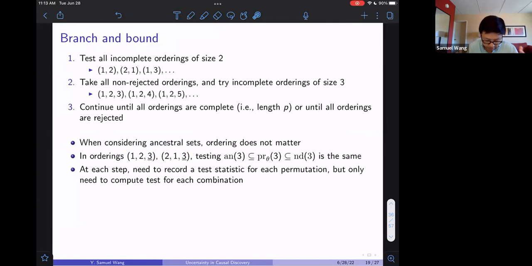So the punchline here is, at each step, I need to record a test statistic for each permutation, but I only need to compute a test for each combination. So this is still definitely a memory constraint, but in terms of computation, this allows us to reduce and avoid redundant computation.